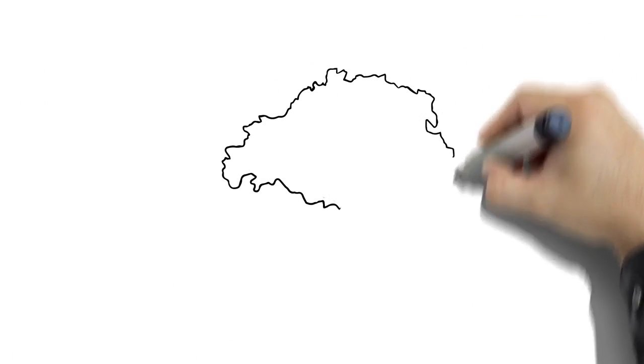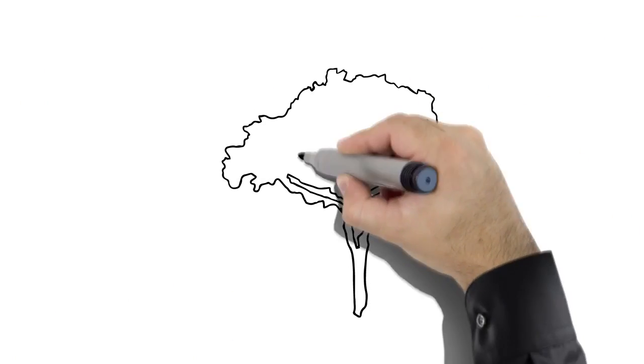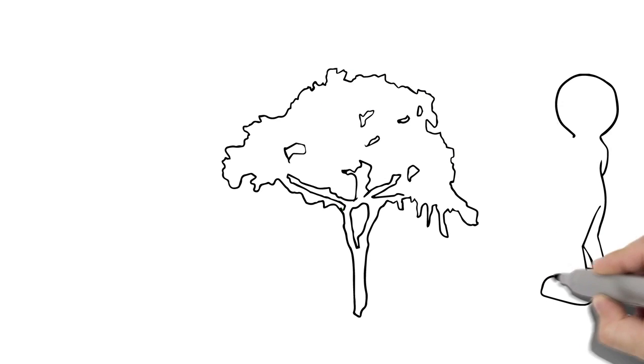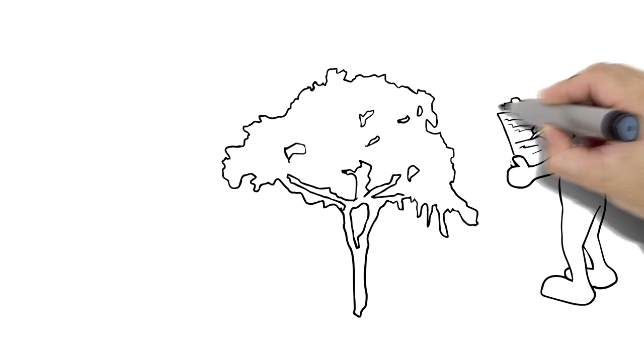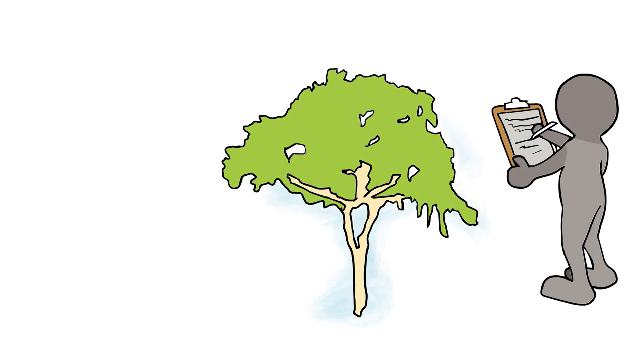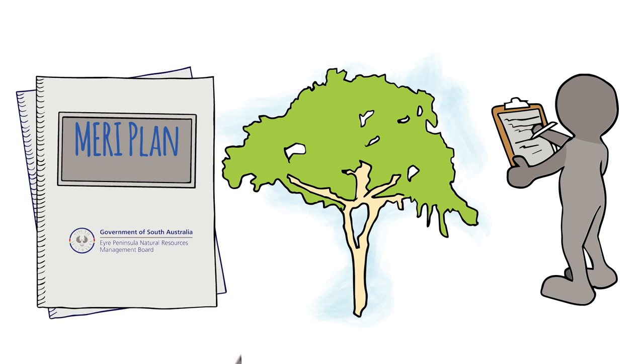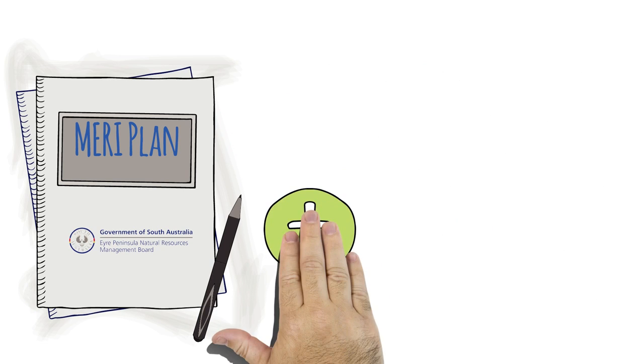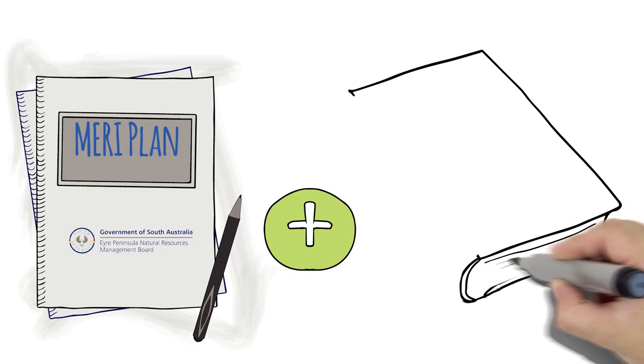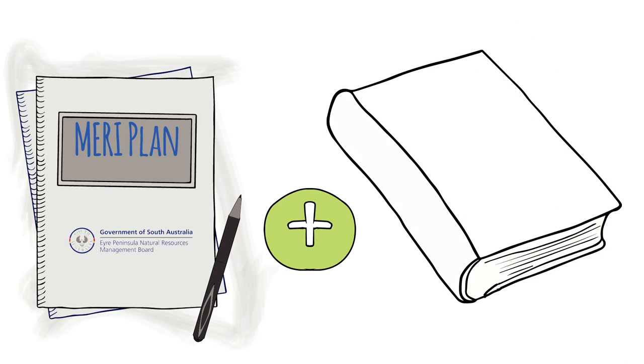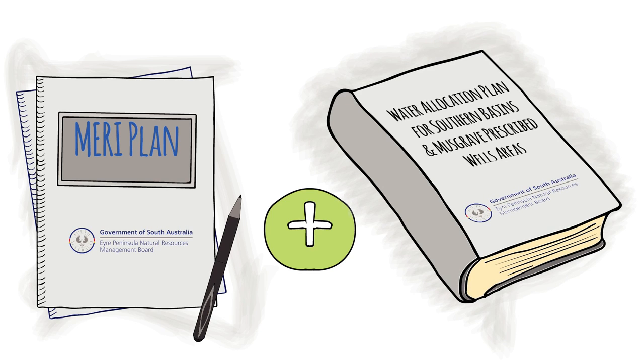The Eyre Peninsula NRM Board have prepared a monitoring, evaluation, reporting and improvement plan, or MERI plan for short, to accompany the WAP that aims to measure and assess the data that is important for understanding the hydrogeology of the region, environmental assets and water use. The MERI plan also aims to assess how well the WAP is working and if it meets its objectives. This information will be used to help inform the review of the WAP every 5 years.